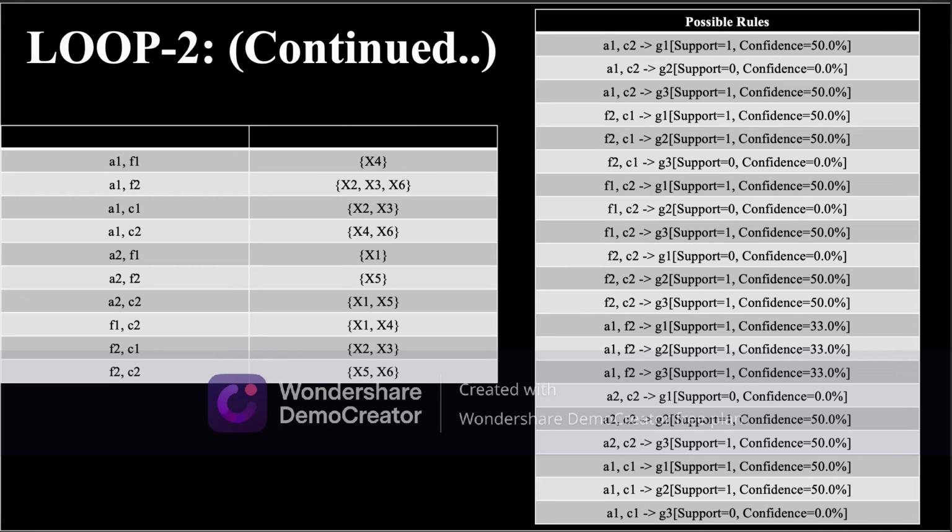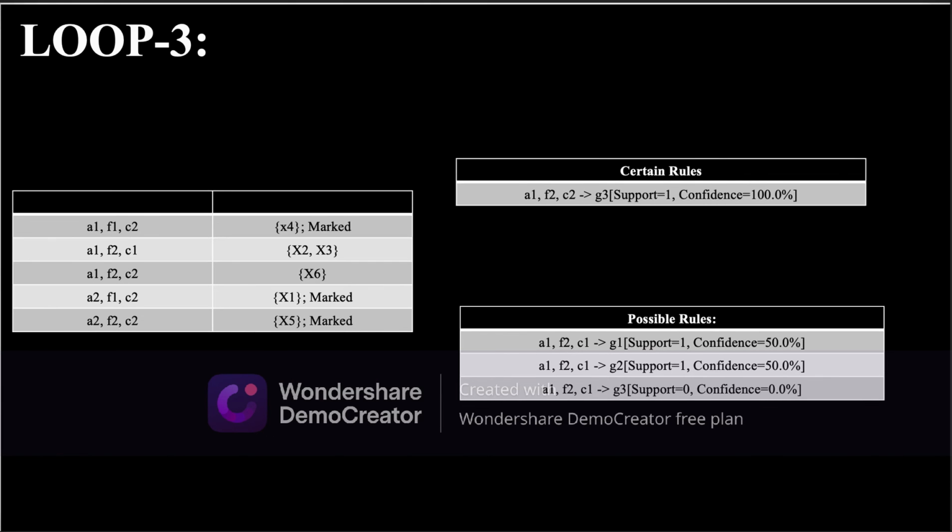Now, we find all the possible rules for the unmarked sets and find support and confidence as already discussed. We continue with our next loops until we don't find any unmarked sets describing G.